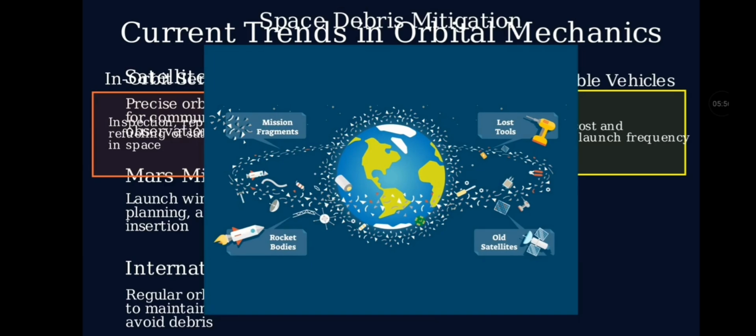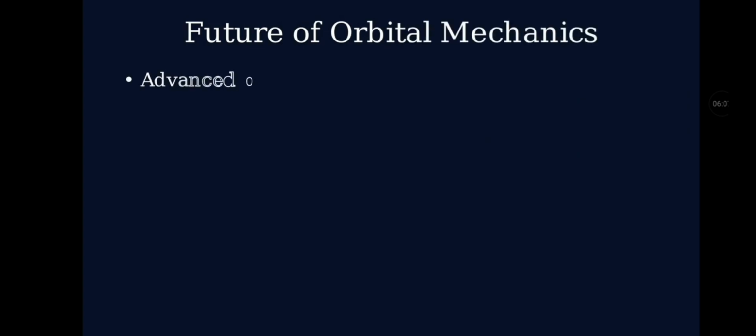Perhaps the most pressing challenge today is space debris. With over 27,000 tracked objects in orbit, managing this growing problem requires sophisticated orbital calculations and mitigation strategies.